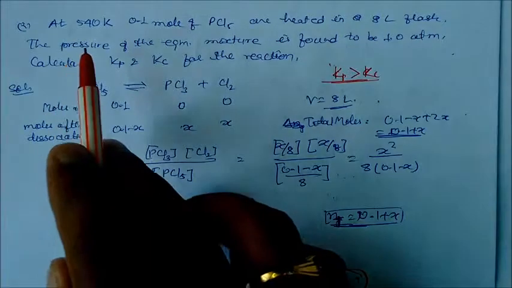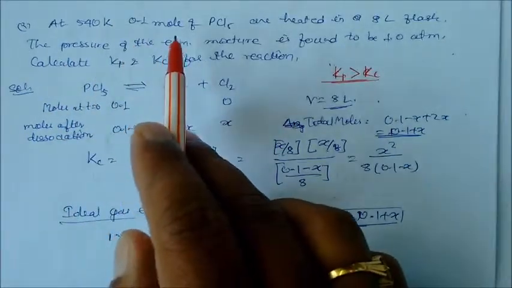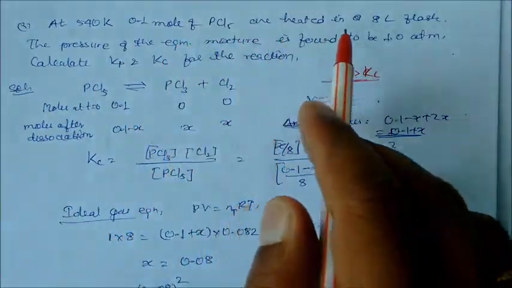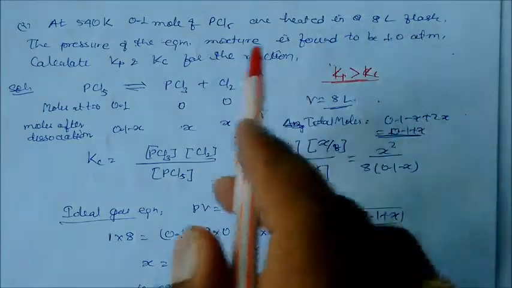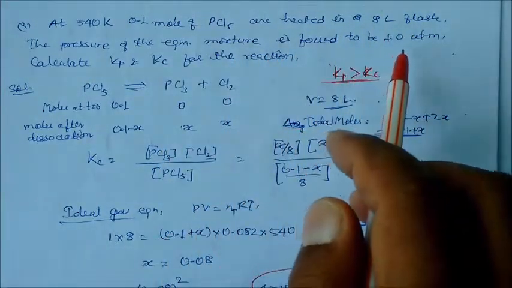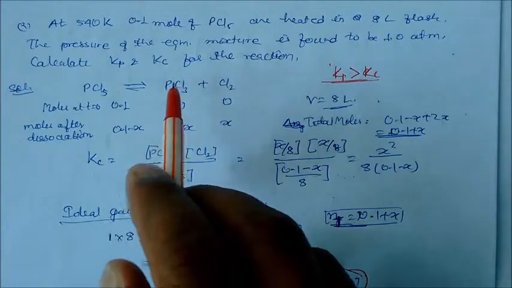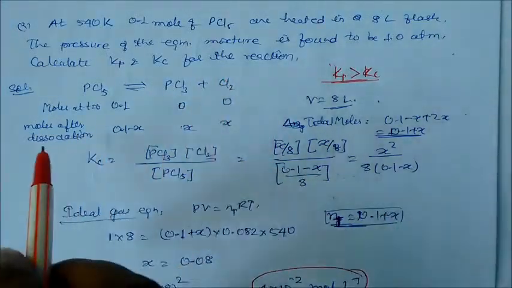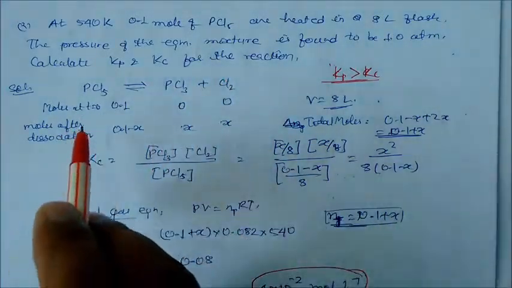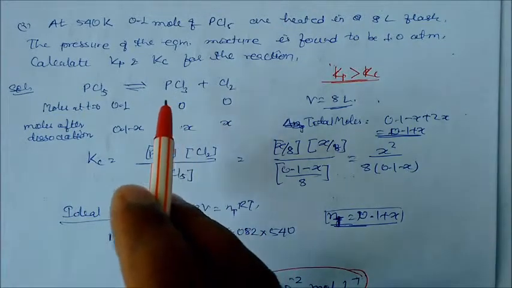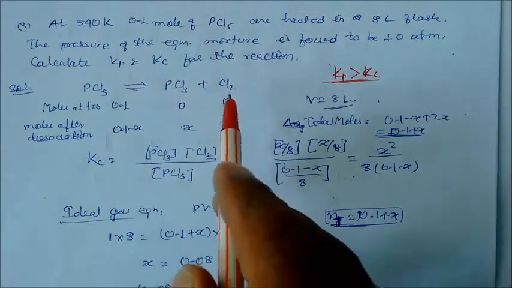At 540 Kelvin, 0.1 mole of PCl5 is heated in an 8 liter flask. The pressure of the equilibrium mixture is found to be 1 atmosphere. Calculate the Kp and Kc for the reaction. This is a dissociation equilibrium: PCl5 is dissociated into PCl3 plus Cl2.